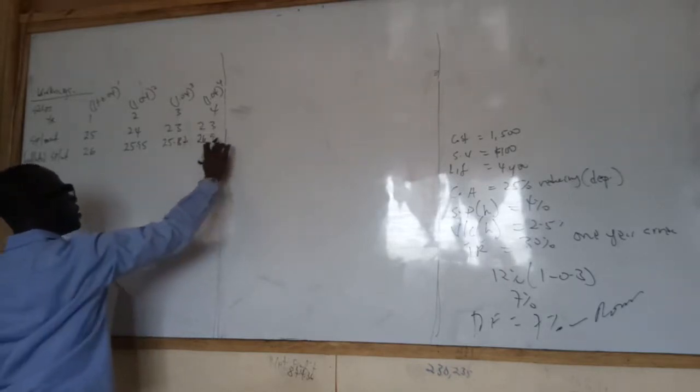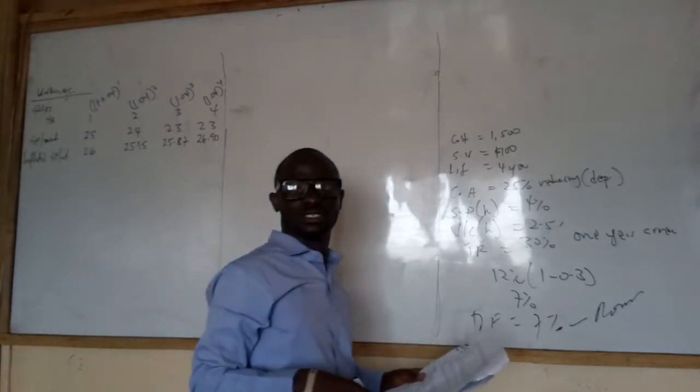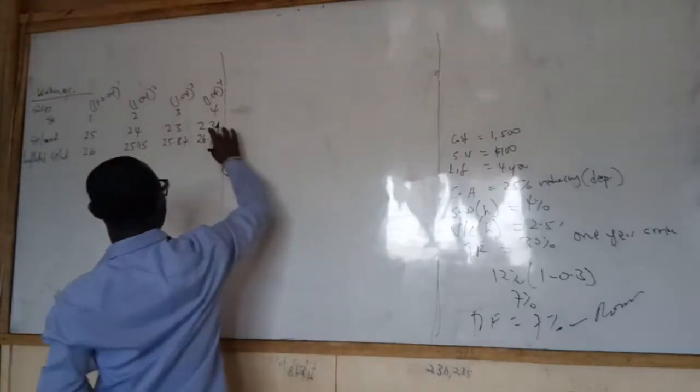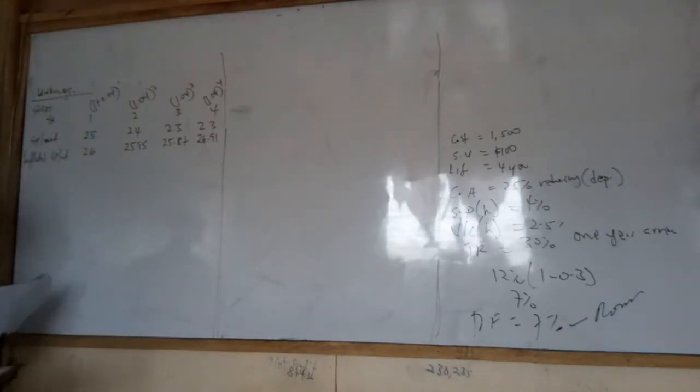90. But it's 90 what? 906. Then we can bring in 91. Okay, so this is the inflated selling price.